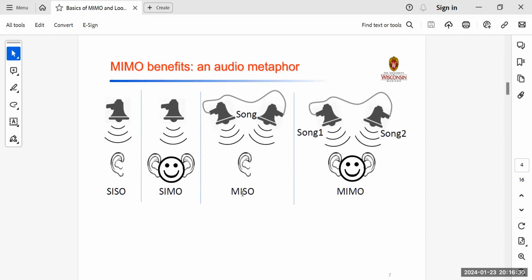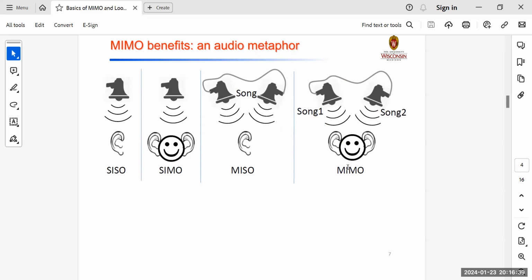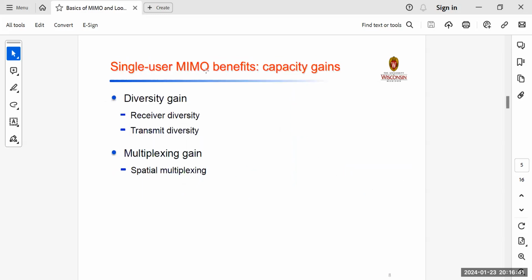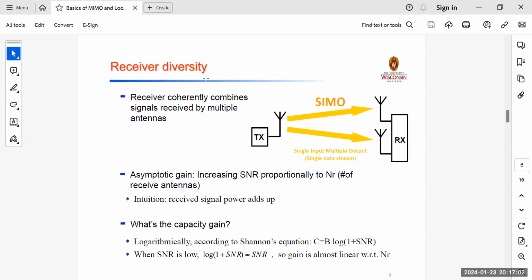Okay, coming to MISO, we have two bells in the single ear, and two ears and two bells for the MIMO. So this is sort of an audio metaphor, a very interesting one. Single user MIMO benefits, we have capacity gains. The first one, the diversity gain. We have already studied this topic of diversity, and we know what diversity is all about. We have receiver diversity, we have transmitter diversity, we have multiplexing gain, that is spatial multiplexing, for example.